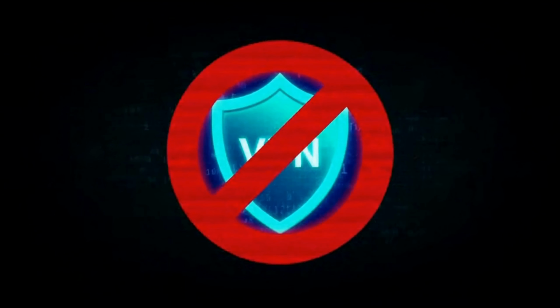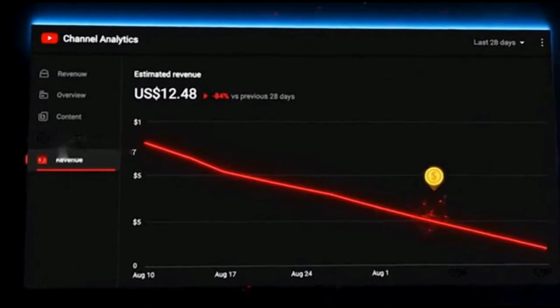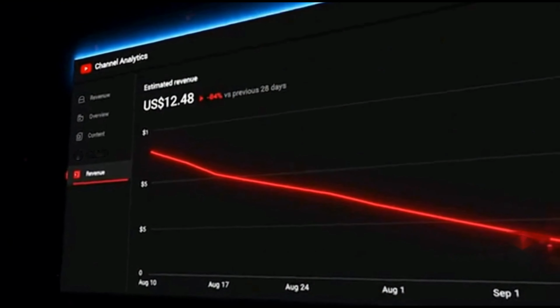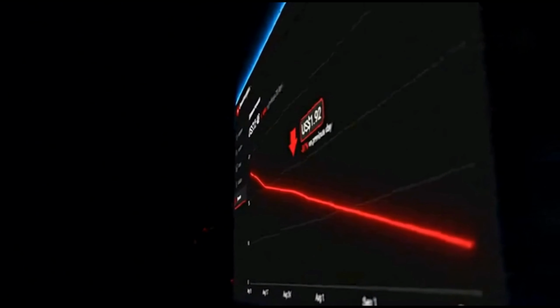YouTube's system is extremely advanced. It can easily detect when someone is using a VPN. In some cases, using VPNs repeatedly can even reduce your channel's performance or lead to limited reach. So instead of trying to trick the system, focus on something much more important. Your content must match the audience you want to reach.